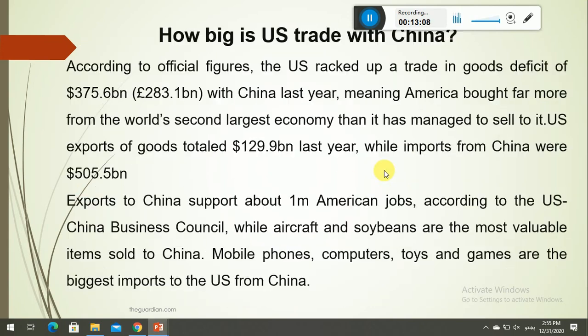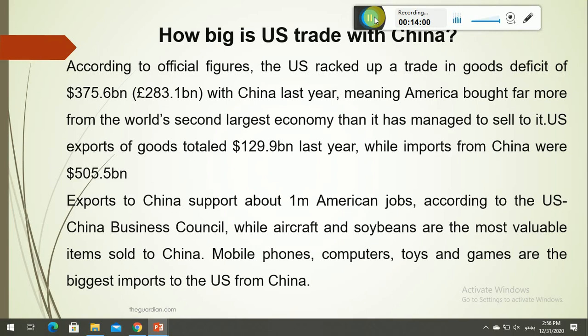Now let's see how big US trade with China is. The Chinese are exporting a lot of products to the US and importing less. From a United States perspective, Americans are importing a lot of products from China and exporting less. For example, I think there is a graph. The USA's export to China is $129.9 billion, while their import from China is $505.5 billion. So it's not a small amount. You can see there is a very big difference, almost a $375.6 billion deficit between these two countries.